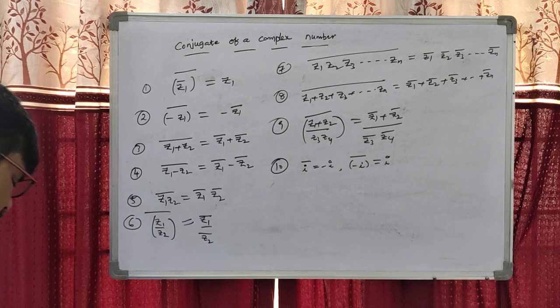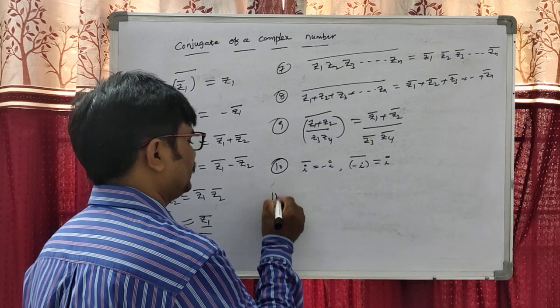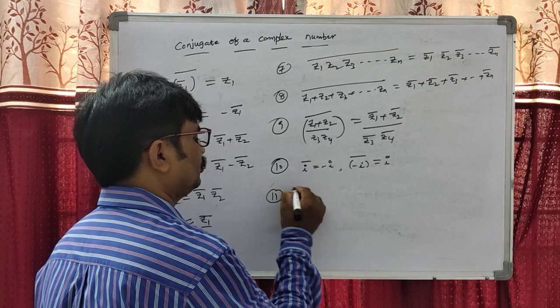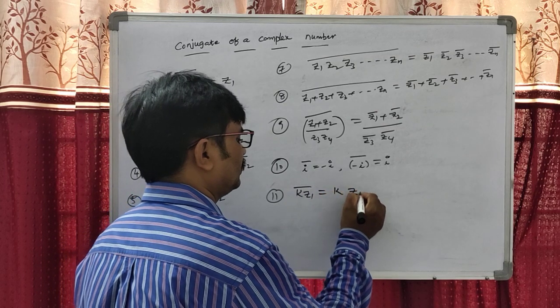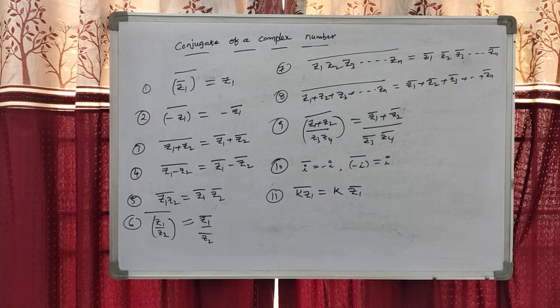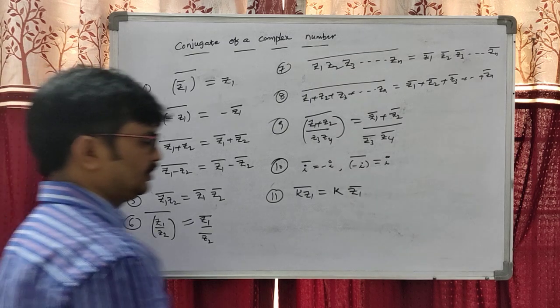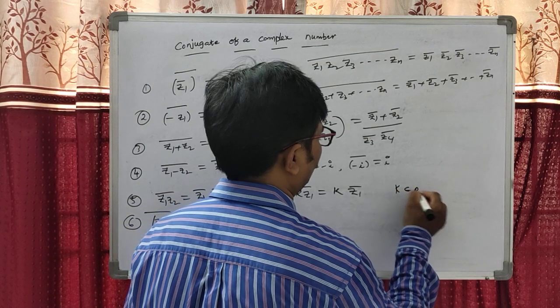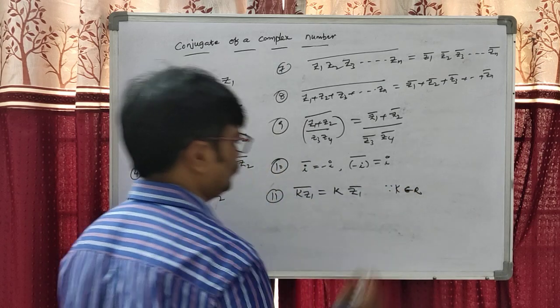Now, students, the eleventh property: suppose a constant k is there, then (k into z1) bar can be written as k into z1 bar. Here k is a real number, where k belongs to the real numbers.